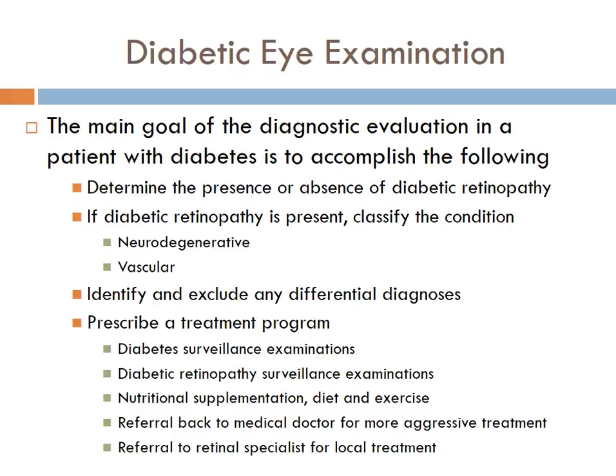So you have to identify and exclude your differentials, and depending on what you see, prescribe a treatment program, and it may simply be surveillance examinations for diabetes. It may be surveillance examinations for diabetic retinopathy, which are going to be more frequent and generally more intense. You may prescribe nutritional supplements, diets, and exercise. We're certainly not giving anybody insulin shots, but I could do all this other stuff. If necessary, I can send them back to their medical doctor and tell them what I'm seeing and see if they'll get more aggressive with the treatment.